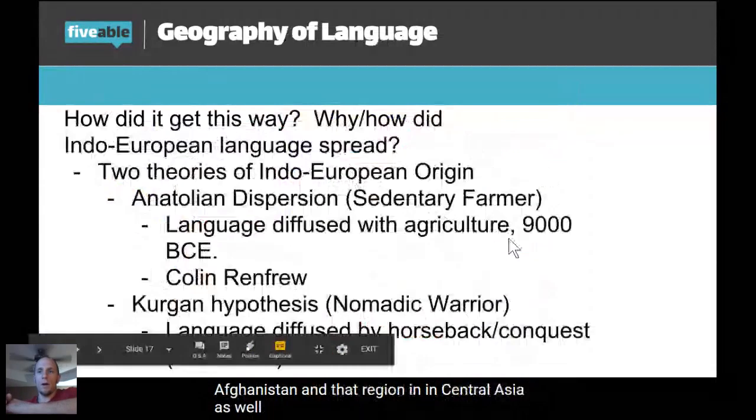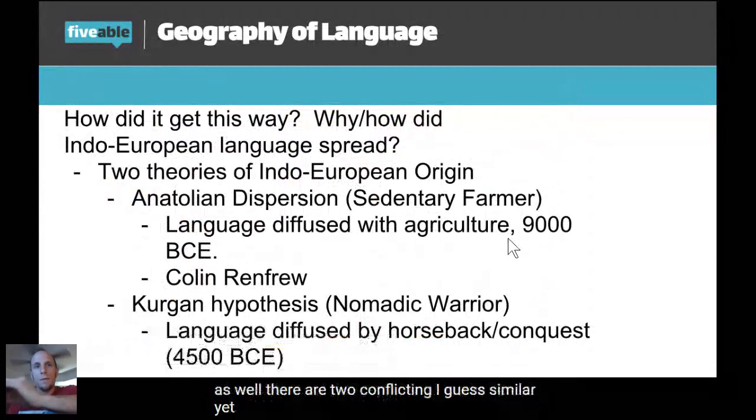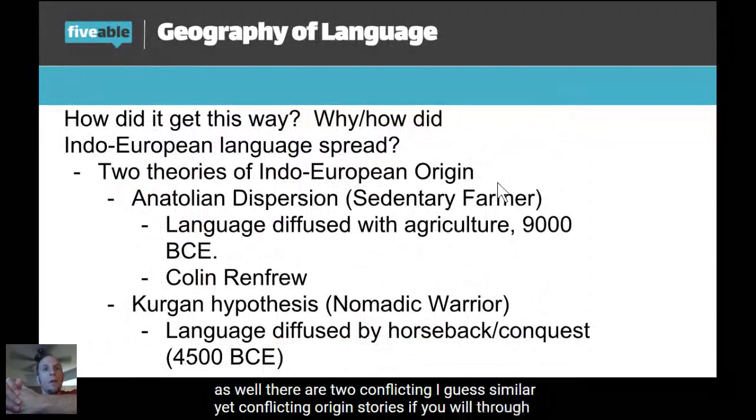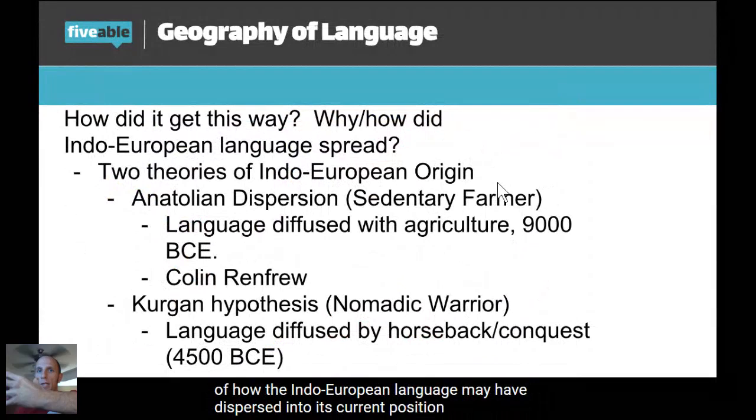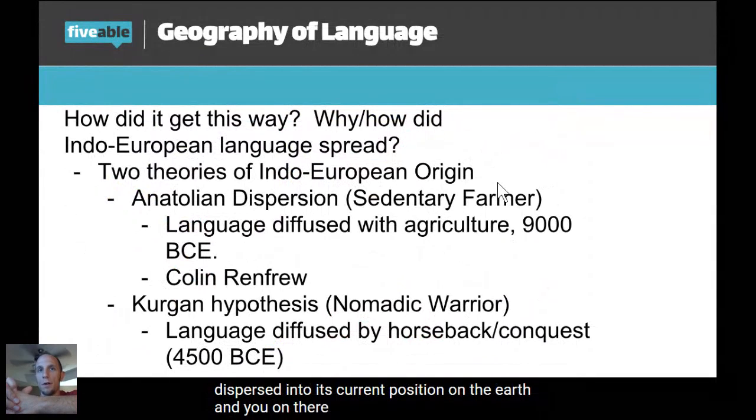There are two conflicting, similar yet conflicting, origin stories, if you will, theories of how the Indo-European language may have dispersed into its current position on the Earth's surface. And those two ways, you'll see it cause several things, okay? I wrote all the different names of them up here.